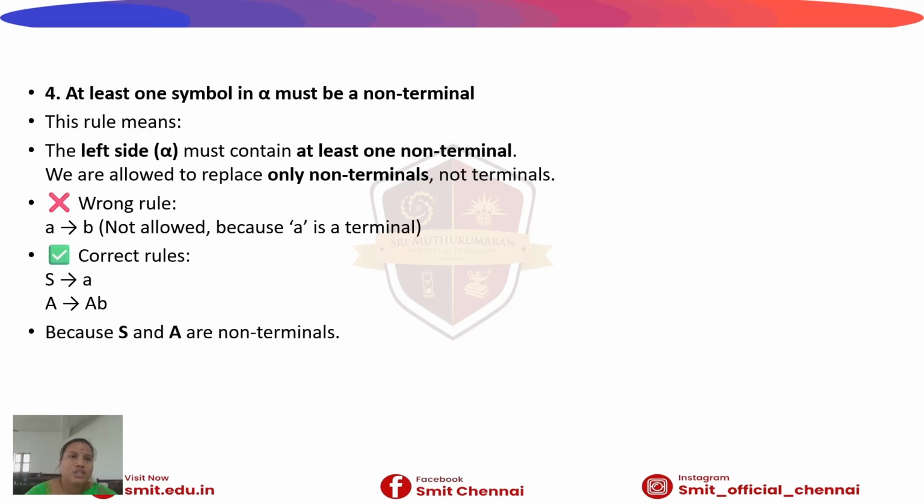The fourth rule is that at least one symbol in alpha must be a non-terminal. This means the left side alpha must contain at least one non-terminal. It is allowed to replace only non-terminal values, not terminal values. The correct rule is S goes to a, and A goes to AB, because A and S are non-terminal values. The wrong rule is a to b, which is not allowed because a and b are terminal values.